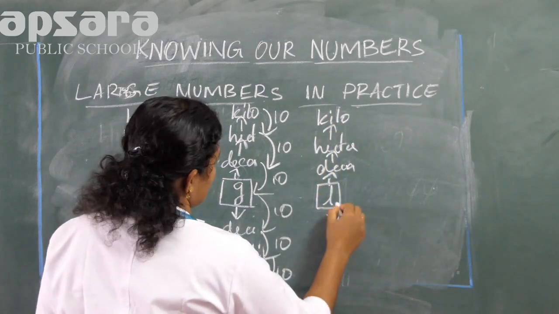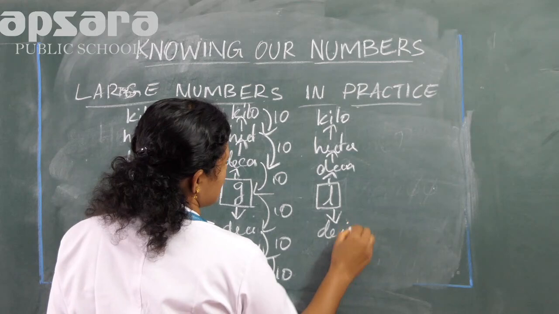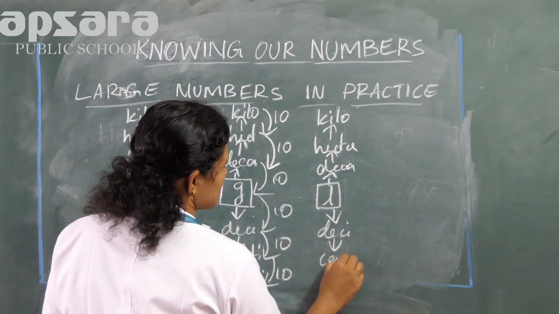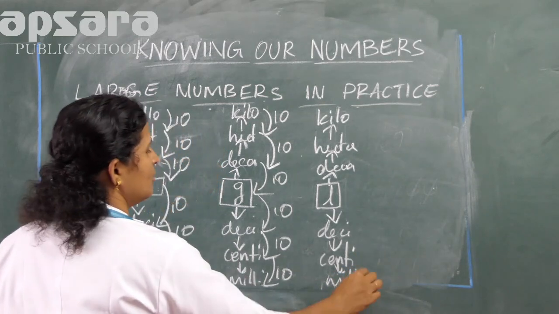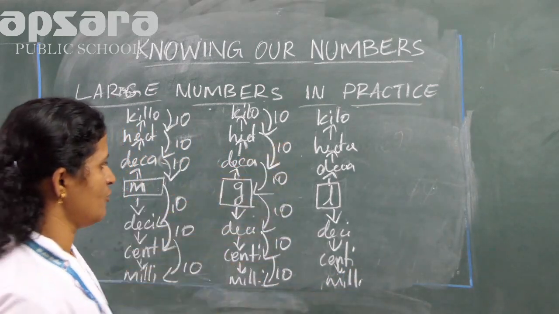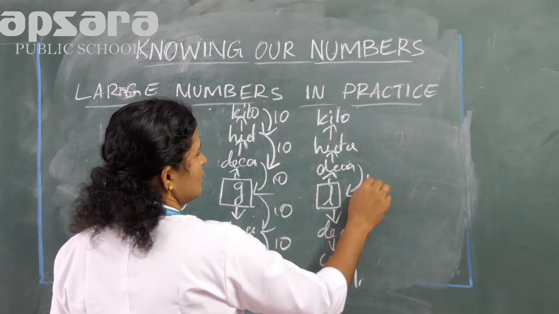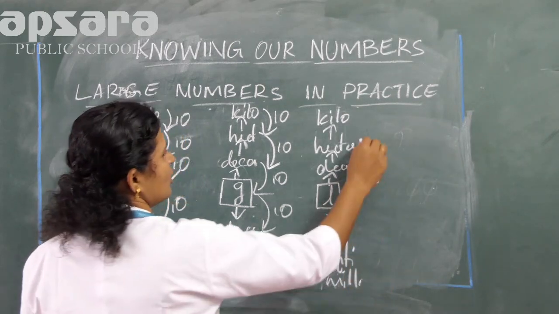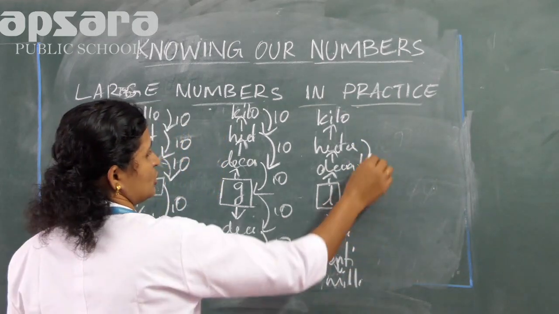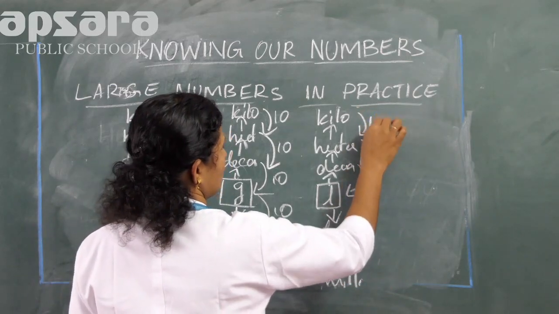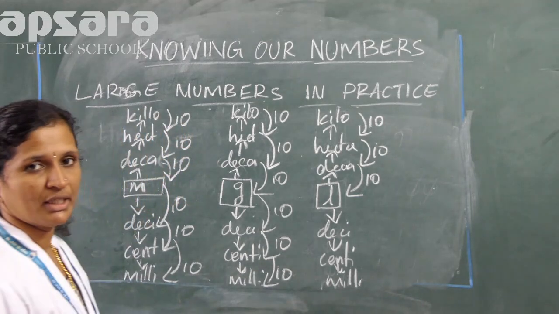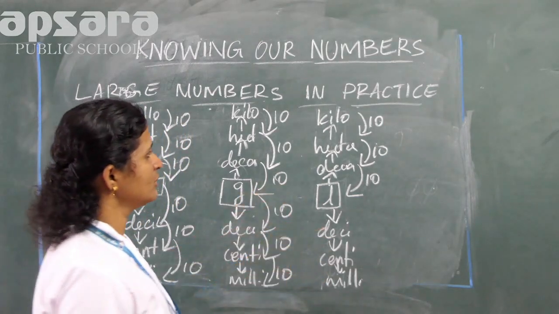And the lower scales: deciliter, centiliter and milliliter. Again the same, 1 decaliter is equal to 10 liter, 1 hectoliter is equal to 10 into 10, 100 liter, 1 kiloliter is equal to 10 into 10 into 10, 1000 liter.